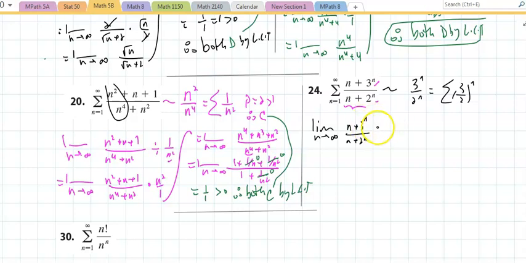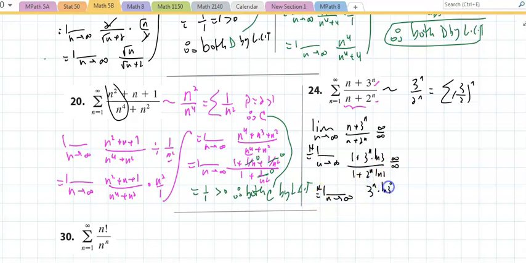That's allowed. So if I take the limit, that's infinity over infinity. By L'Hopital, as n approaches infinity, 1 plus 3 to the n times natural log of 3 over 1 plus 2 to the n times natural log of 2, that's still infinity over infinity. If I apply L'Hopital again, and every time you apply L'Hopital you have to put that H on, that's 3 to the n times natural log of 3 squared over 2 to the n times natural log of 2 squared. That is the limit as n approaches infinity of 3 halves to the n times natural log of 3 squared over natural log of 2 squared.